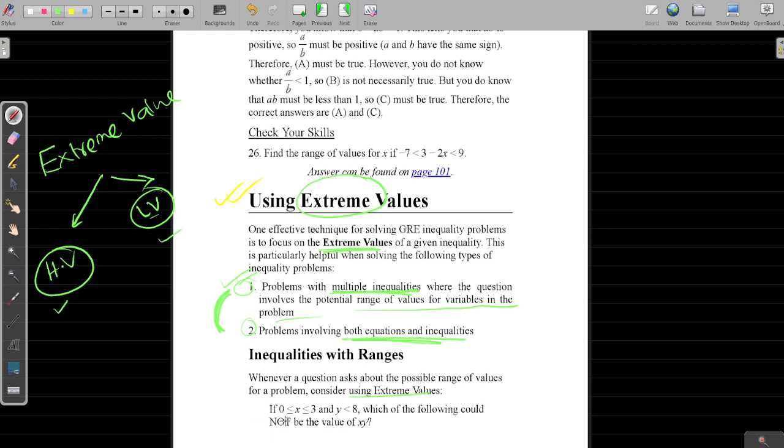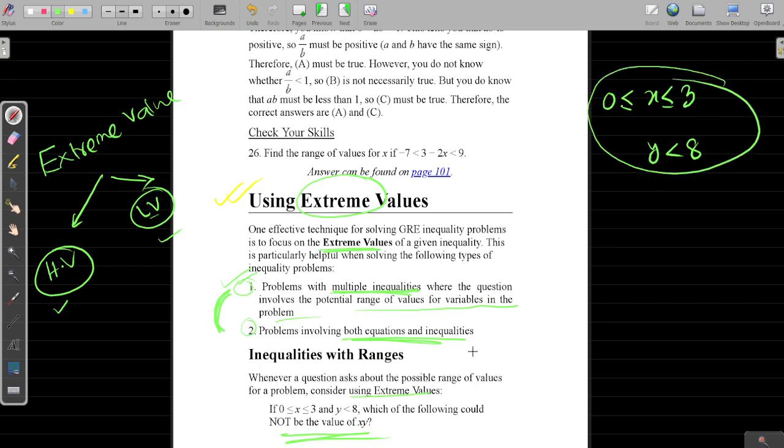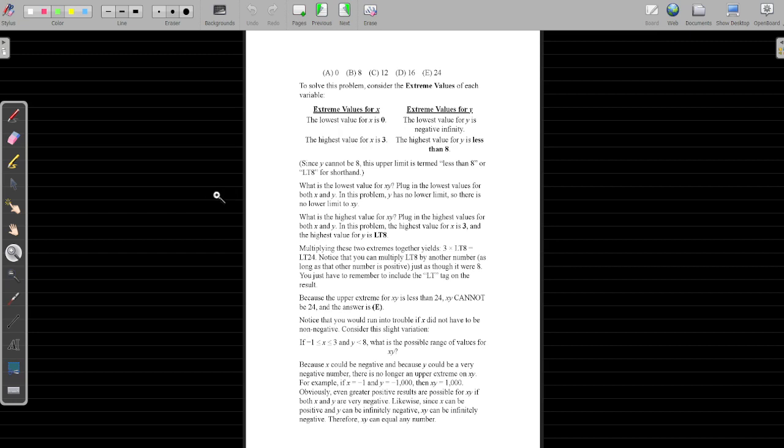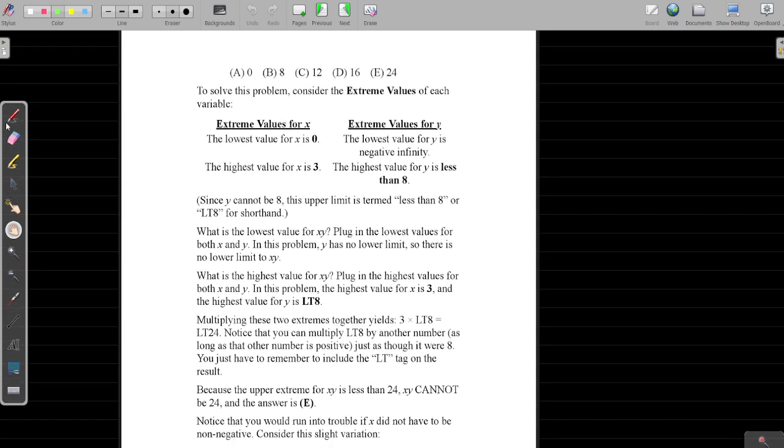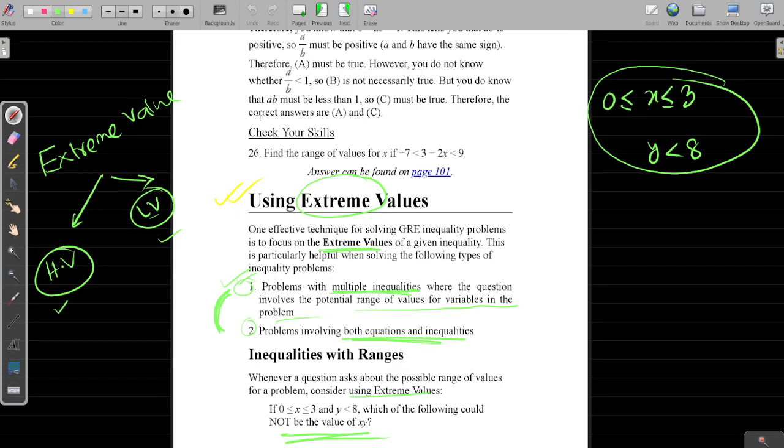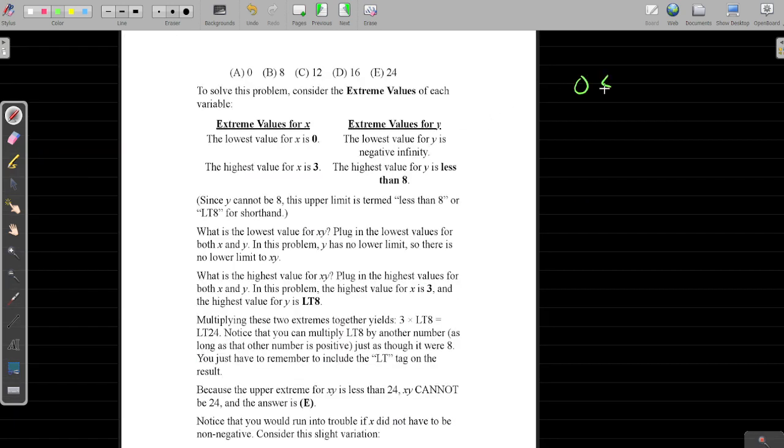Let us see. If the inequality is written 0 ≤ x ≤ 3, y < 8, which of the following could not be the value of xy? So let us solve this one by this technique. They have given some options. Now, how can we solve this? Let me check the inequality again: 0 ≤ x ≤ 3, and another one is y < 8.